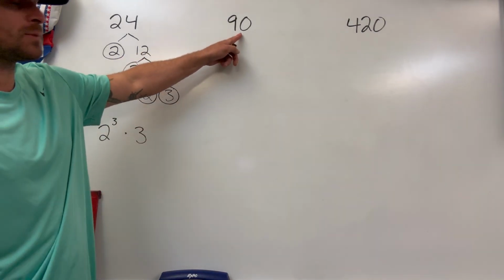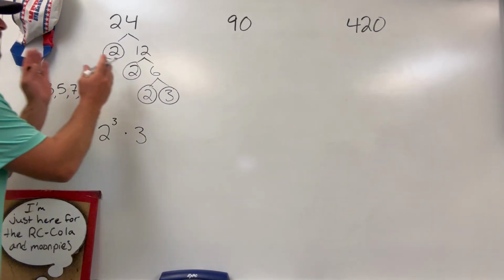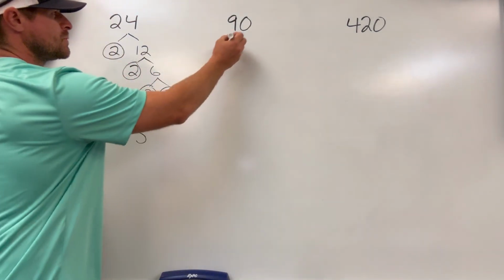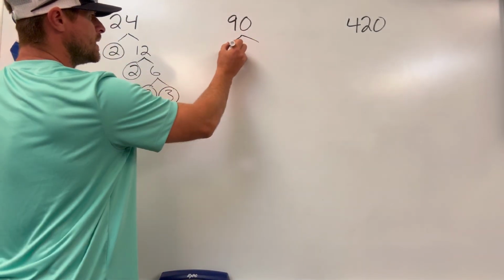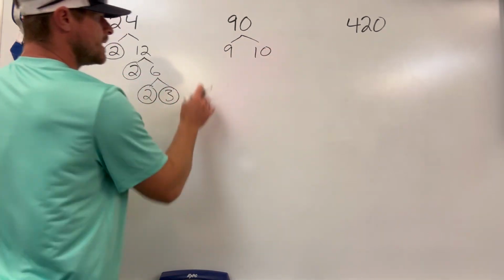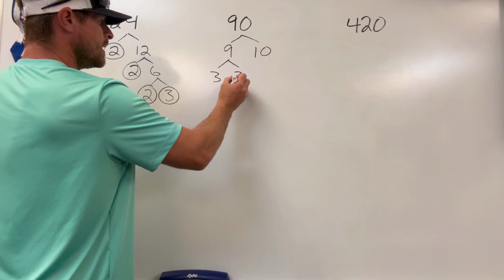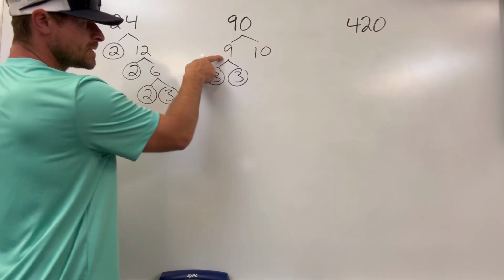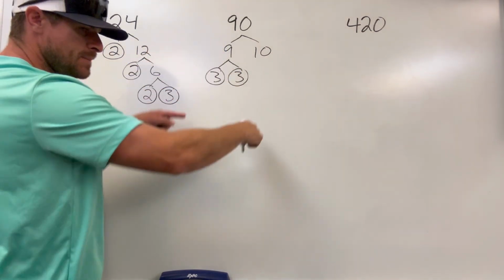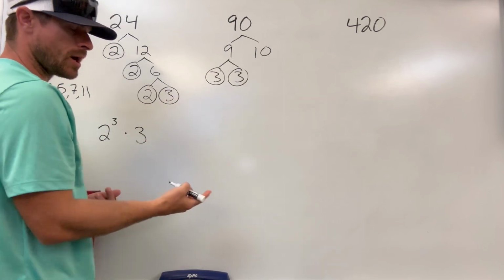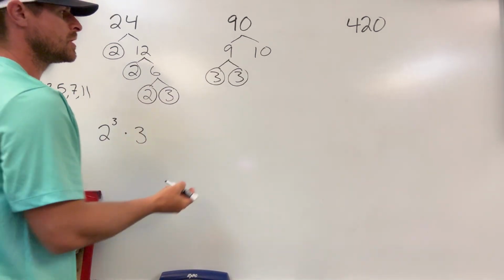Okay, let's do the same thing with 90, which is a little bit trickier. I tried to progress a little bit more complex as we go. 90 can split into a 9 times a 10. Now, if you look at 9, 9 can split into a 3 and a 3. Now, these are both prime numbers. 9 was not prime, so I didn't circle it, and I had to keep going. 3 and 3 are prime, so let's circle those. Those are good to use.